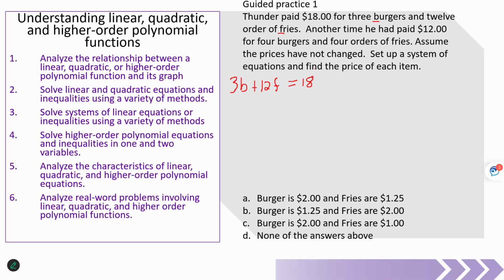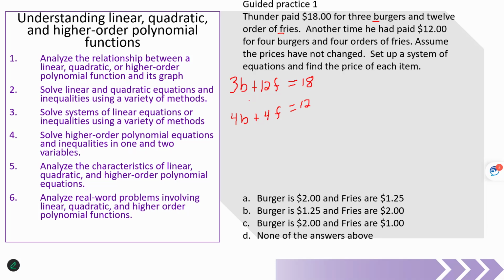Another time he paid $12, so there's another total. And 4 burgers and 4 fries. So maybe not quite as hungry this time. Okay. And assume the prices have not changed. So that means the price of the burger and fries are the same for both situations. All right, so we set up a system here, a linear system, and we want to solve it to find the price of each.